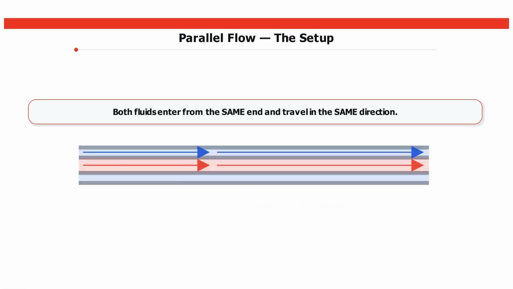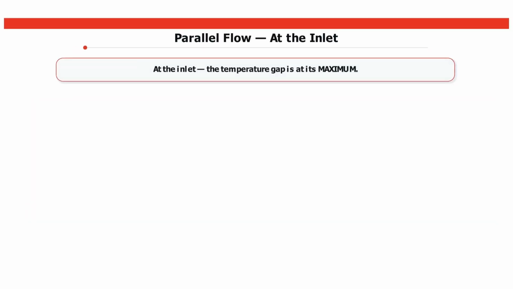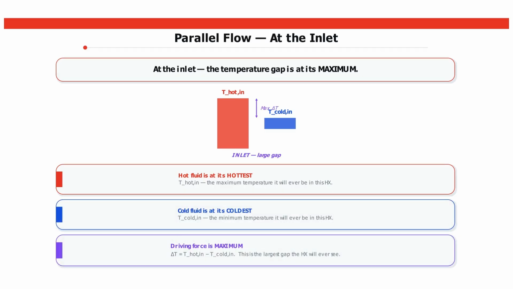Parallel flow. In parallel flow, both fluids enter from the same end and travel in the same direction. The hot fluid enters from the left. The cold fluid also enters from the left. They travel together from inlet to outlet. Now watch what happens to the temperature profile. At the inlet, the temperature gap between the two fluids is at its maximum. The hot fluid is at its hottest, the cold fluid at its coldest.